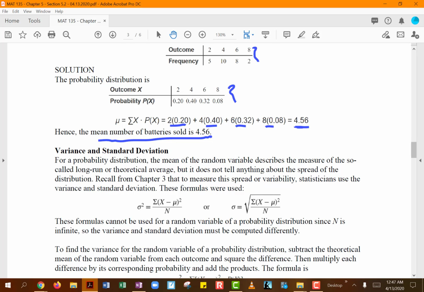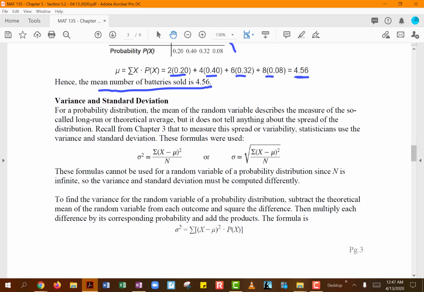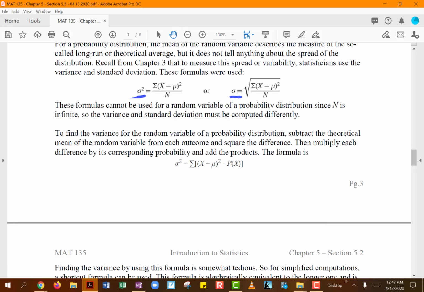Now let's look at how we can calculate our variance and standard deviation. As you can imagine, just talking about the mean is not going to be enough, because we need to know how far our probability distribution is spread out, and that is where the idea of variance and standard deviation come in. The formulas that we looked at in chapter 3 are not going to work, so we're going to need a new formula for our probability distribution.